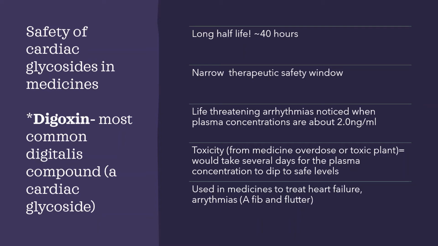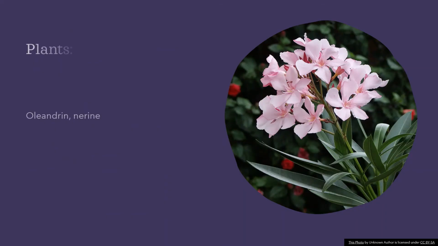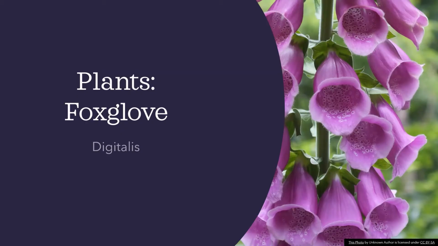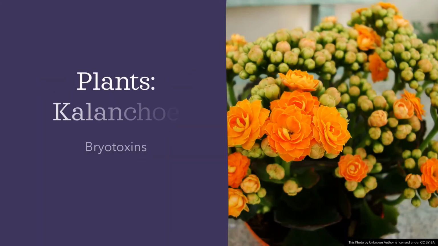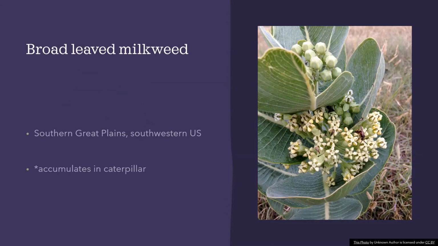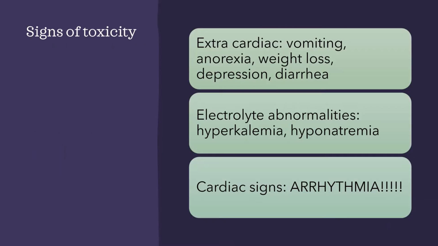trying to treat them. An example of plants that contain cardiac glycosides are oleander. We also have the foxglove that we mentioned before, lily of the valley, kalanchoe, and the broadleaf milkweed, which accumulates in caterpillars and is found in the southern Great Plains and southwestern US.